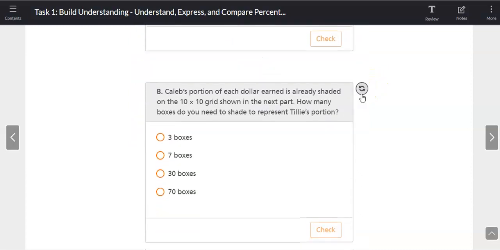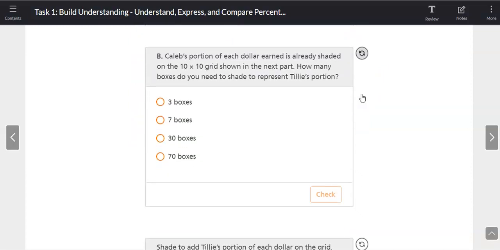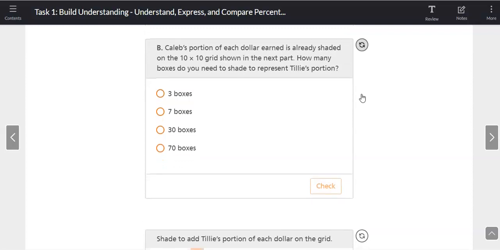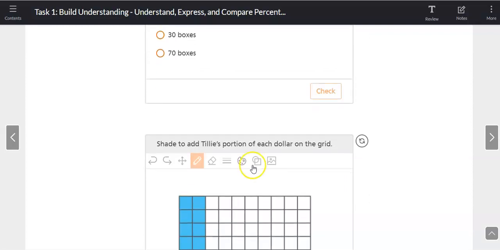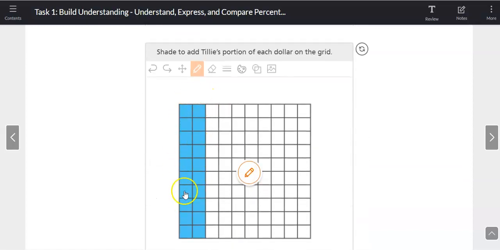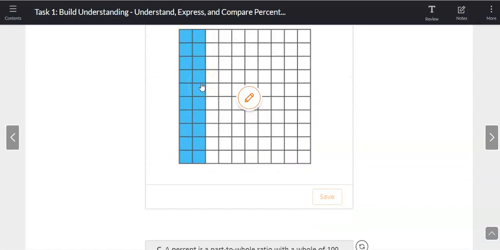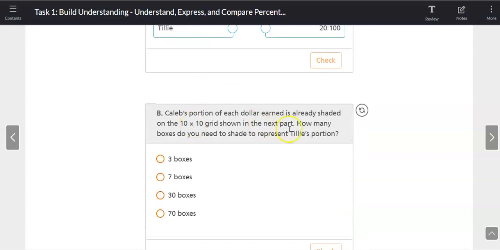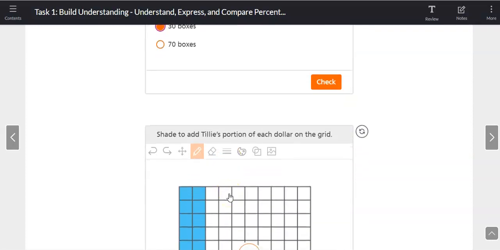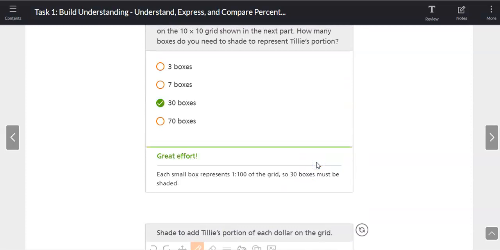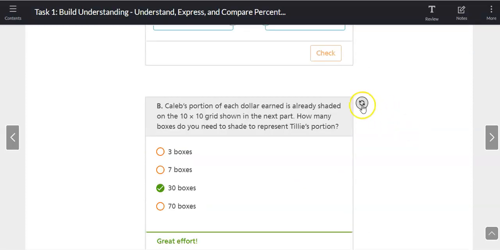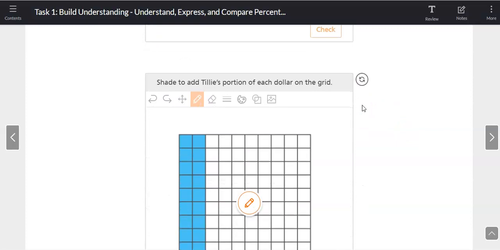B. Caleb's portion of each dollar earned is already shaded in the 10 by 10 grid shown in the next part. So this right here is Caleb's portion because Caleb got 20 cents. How many boxes do we need to shade to represent Tilly's? Tilly got 30 cents, so we should be doing 30 boxes because she got 30 out of 100.